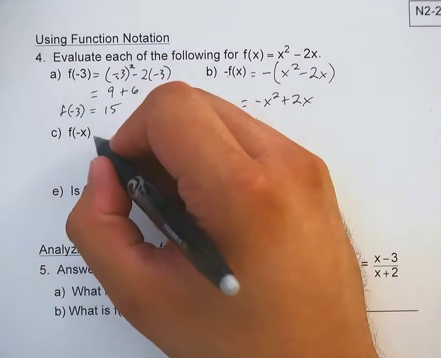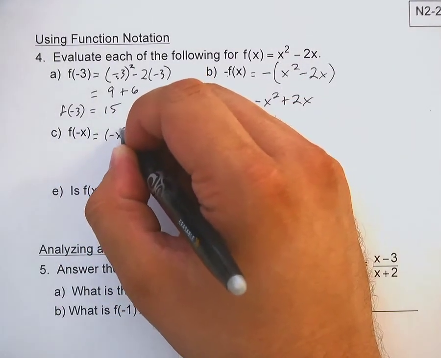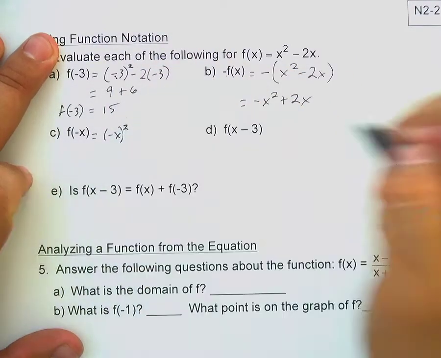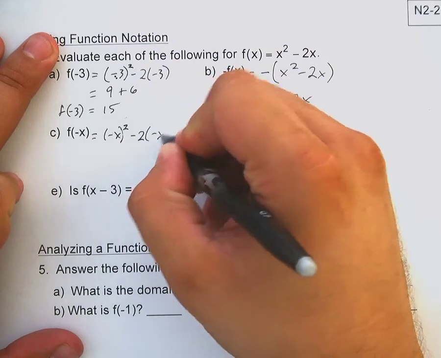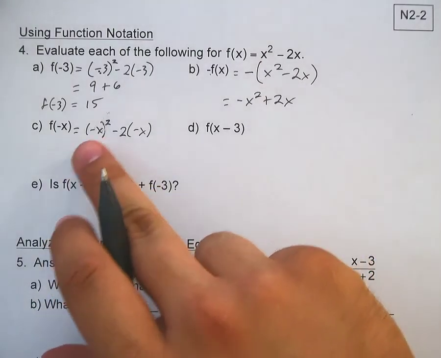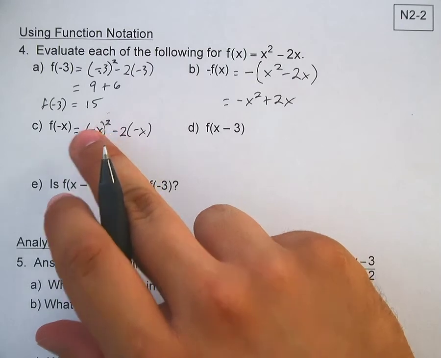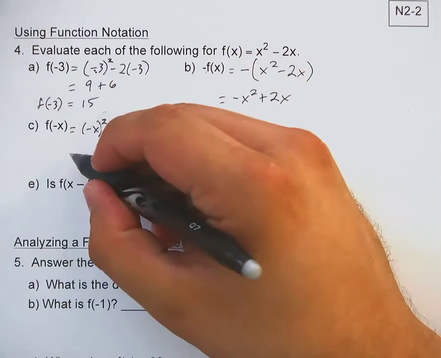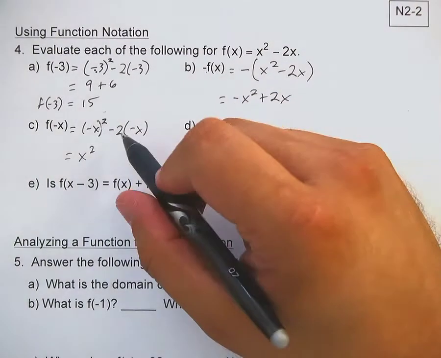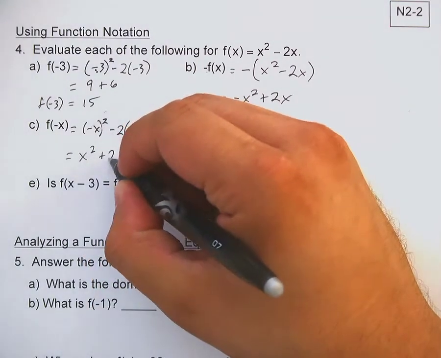Negative is inside. That means that you only put it in for x. So negative x squared minus 2 times negative x. Now this one can be a little more tricky just because of this negative x squared. If I square negative x, like if I put negative x times negative x, isn't that really a positive x squared? Yeah. Negative times a negative is a positive. Same thing here. Negative 2 times a negative x is a positive 2x.